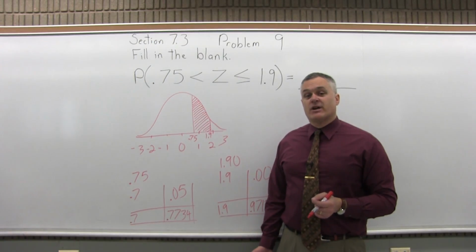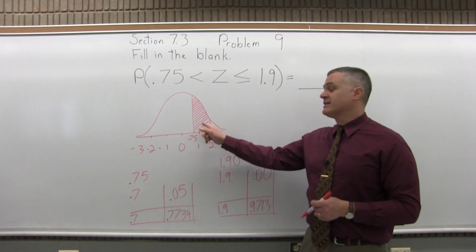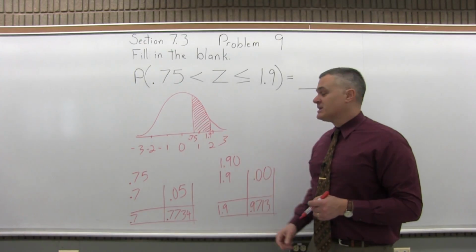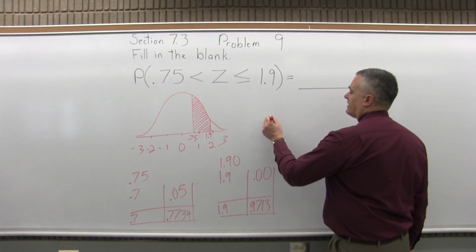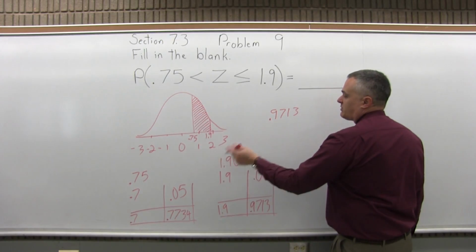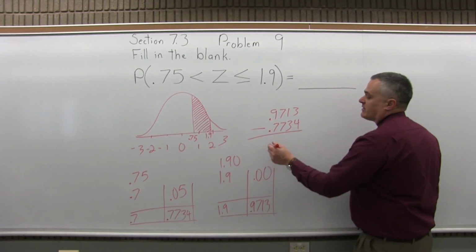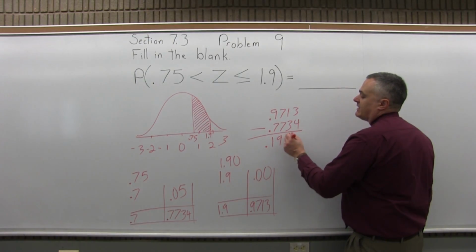So now we have two chart values. What we're going to do is subtract those two. You want to make sure you subtract them in an order that gives you a positive result. What we're finding is a probability. Probability must be positive. So I'm going to take the larger value, 0.9713, and subtract the smaller chart value, minus 0.7734.